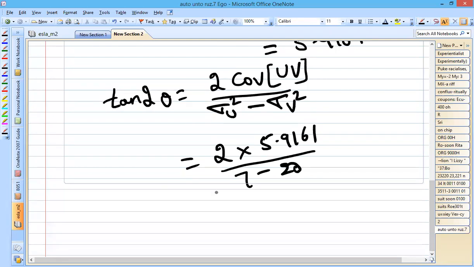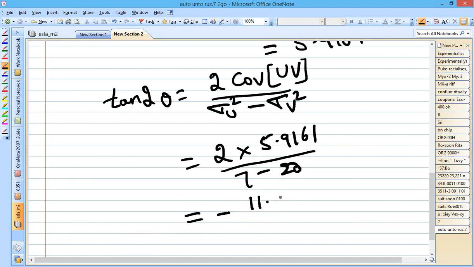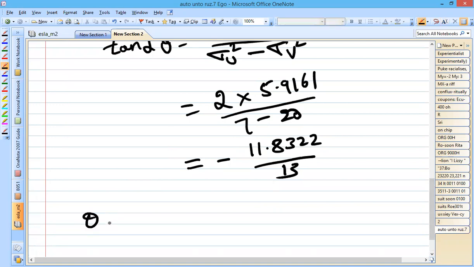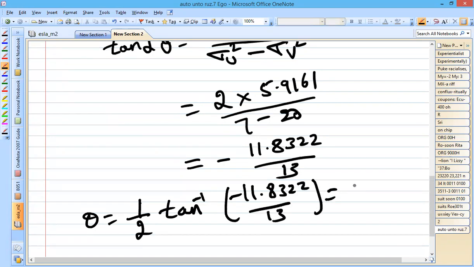It will be negative because we have 7 minus 20, which is minus 13. Simplifying this, tan 2 theta will be equal to minus 11.8322 divided by 13. So this gives the value for tan 2 theta, from which you can get the theta value. Theta is obtained as tan inverse of this divided by 2. So that is 1 by 2 tan inverse of minus 11.8322 divided by 13, which will give the angle as minus 21.1537.